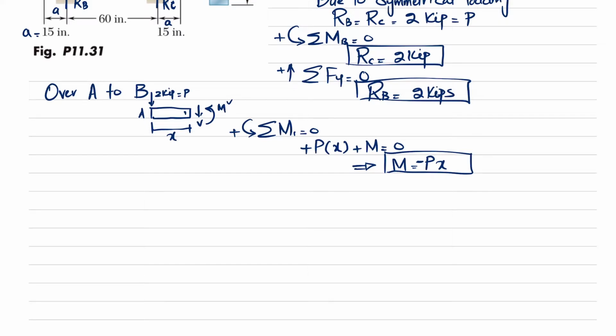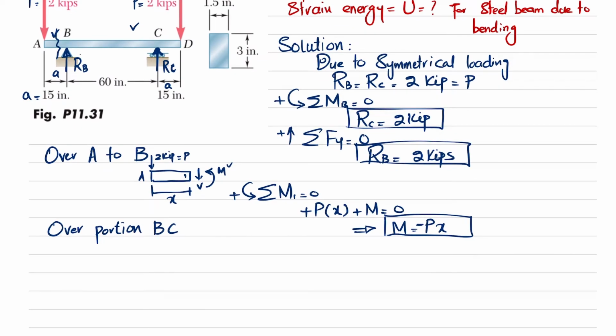Now we will find the moment equation for portion B to C. From B to C this moment will be equal to minus P into a, because you can see at point B x is equal to a, so if you put it in, this will be minus P into a. Since there is no loading between B to C, this moment will be the same, so I will write moment is equal to minus P into a, that is constant.